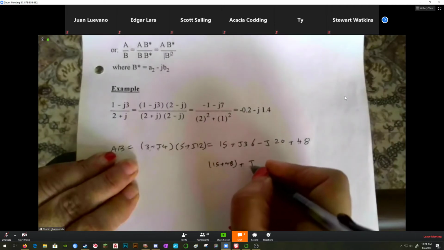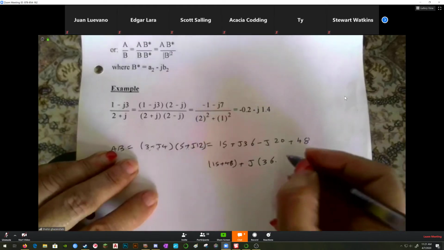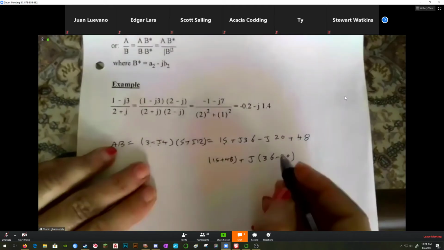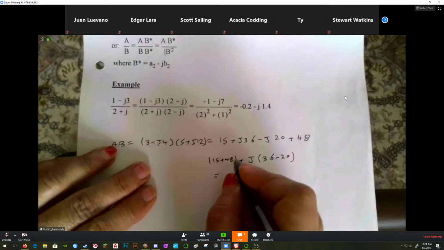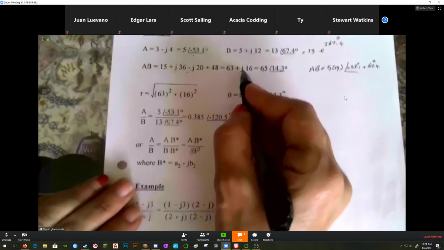And the j component comes to 36 minus 20. So what does it come to? You add these two numbers: 63 plus j16. That's what I wrote here for you.